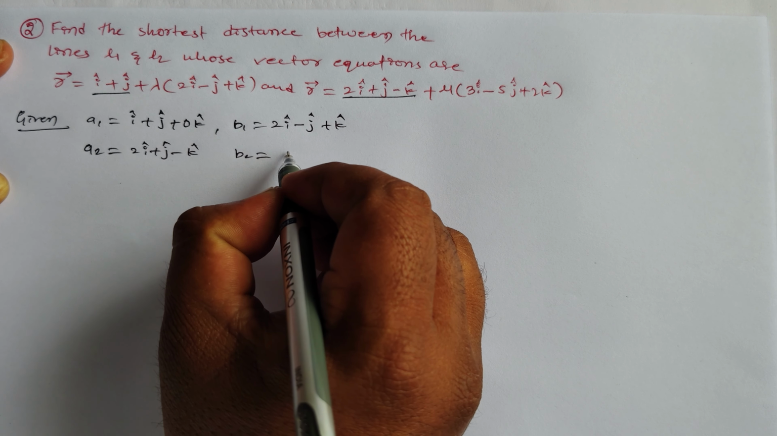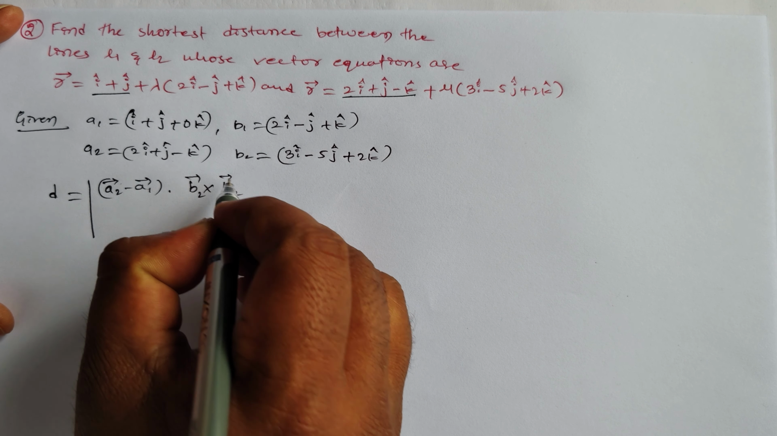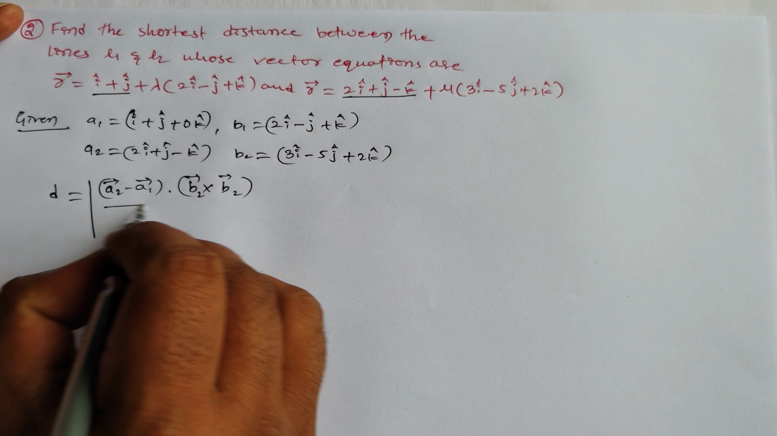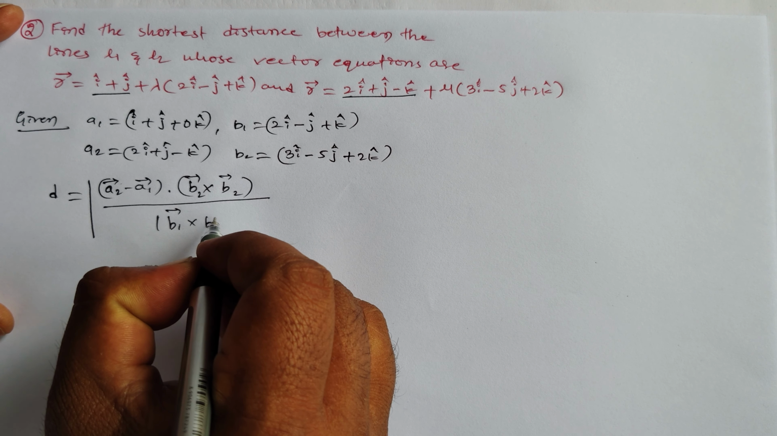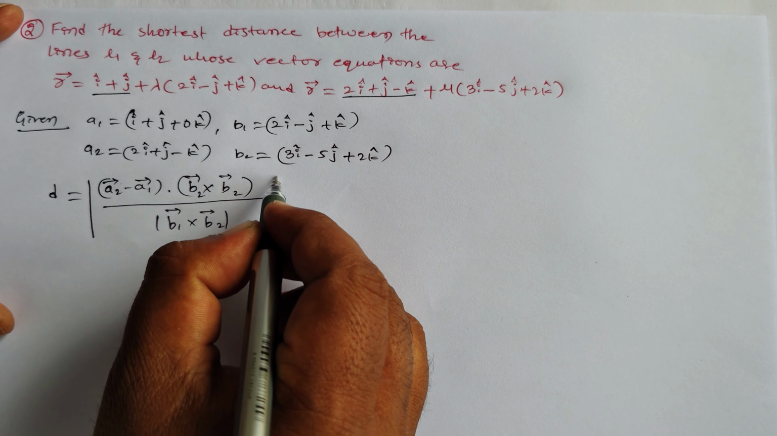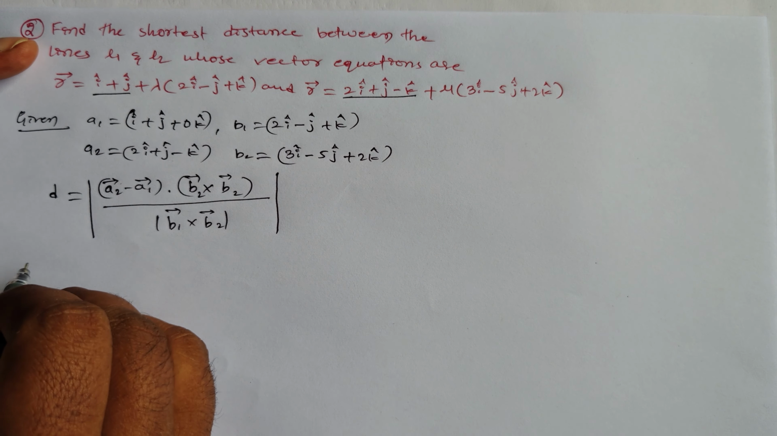So what is the formula? Shortest distance between two lines, d equals, you know the formula, right? A2 minus A1 dot B1 vector cross B2, divided by magnitude of B1 cross B2, the modulus. First you find A2 minus A1.